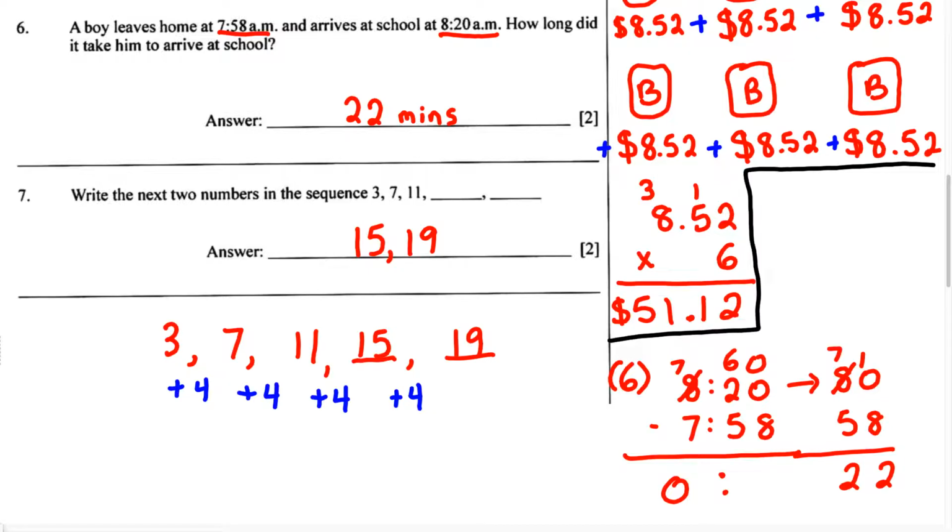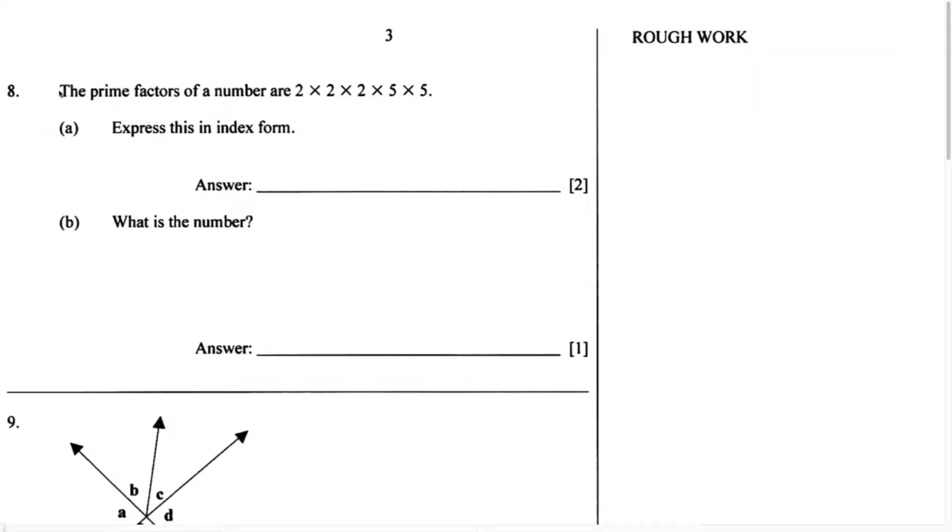This is our answer. Number 8 says the prime factors of a number are 2 times 2 times 2 times 5 times 5. Part A says express this in index form. In order to express this in index form, we're just going to write down the prime numbers. We have 2 and we have 5.